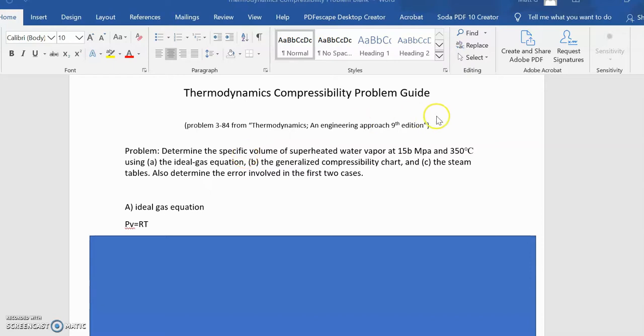And as we know, steam is not super ideal at these conditions. So then we're going to find the percent error based off the steam tables, which should be the most accurate.